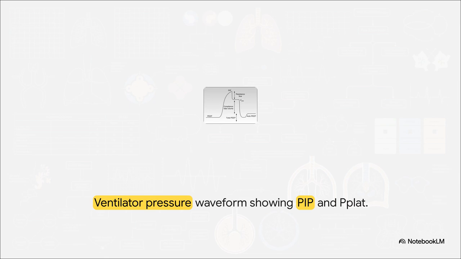The pressure drops and levels off. That flat line right there is your plateau pressure, or P-plat. This is absolutely crucial to understand. The plateau pressure is the elastic pressure of the lungs themselves when there is zero airflow. The difference between the peak and the plateau, that's your airway resistance.